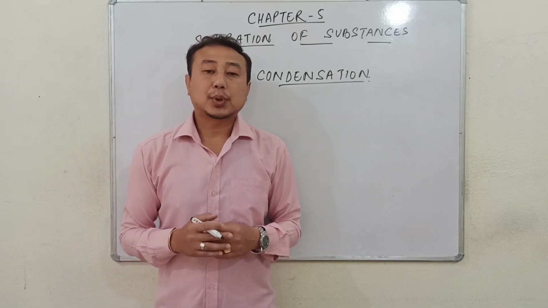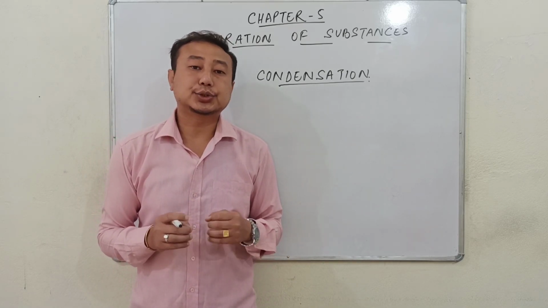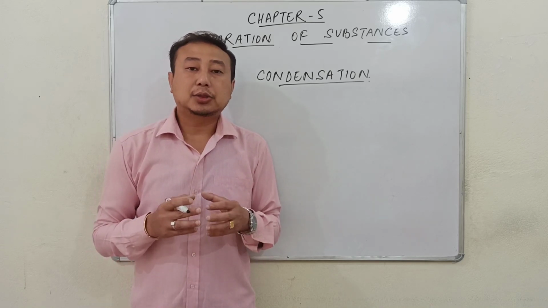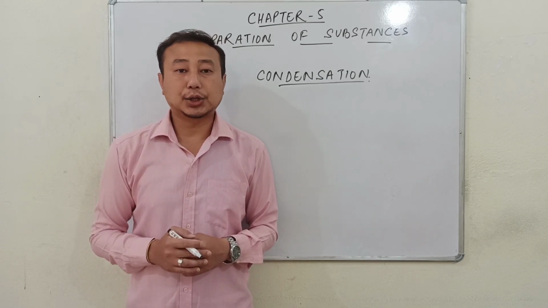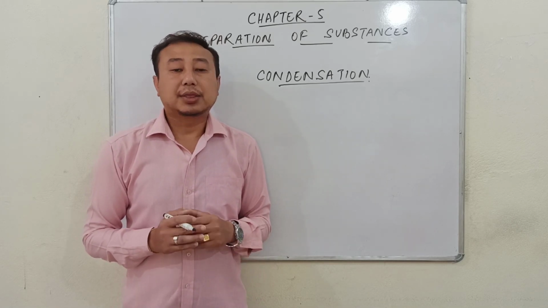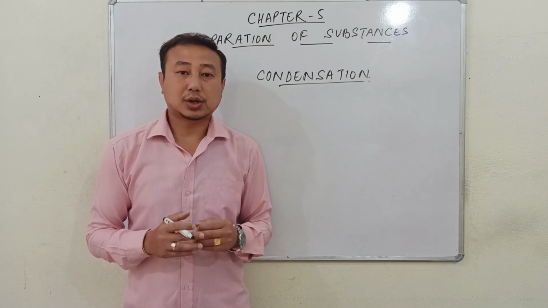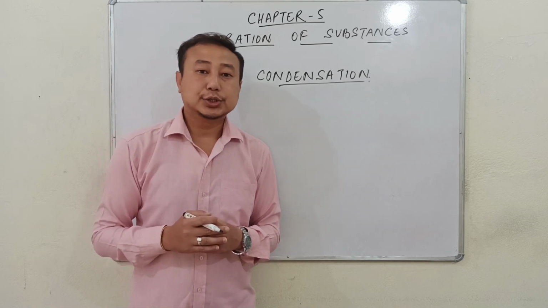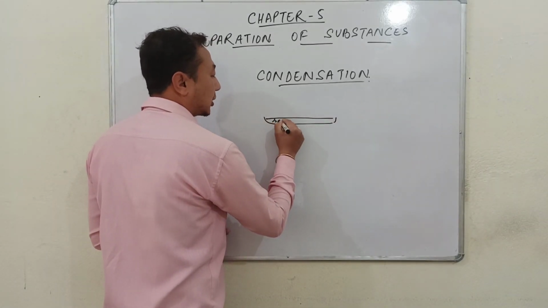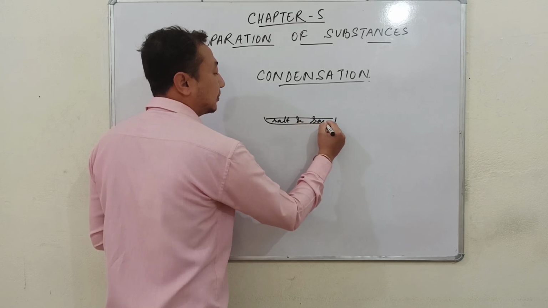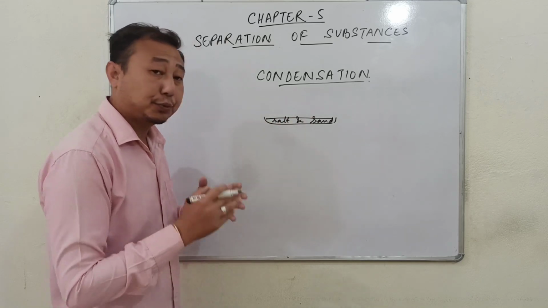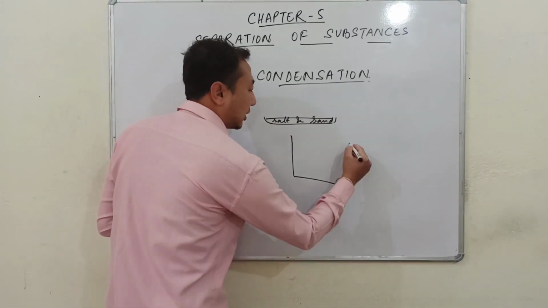So it is not that only one separation technique is used to separate out the different components of a mixture. In certain cases, two or more different separation techniques are used to separate the different components of a mixture. Let us say, for example, the separation of salt and sand from a mixture of salt and sand. So let us say we are given a mixture containing salt and sand. In order to separate out the salt and the sand present in this mixture, first we have to dissolve this mixture in water.